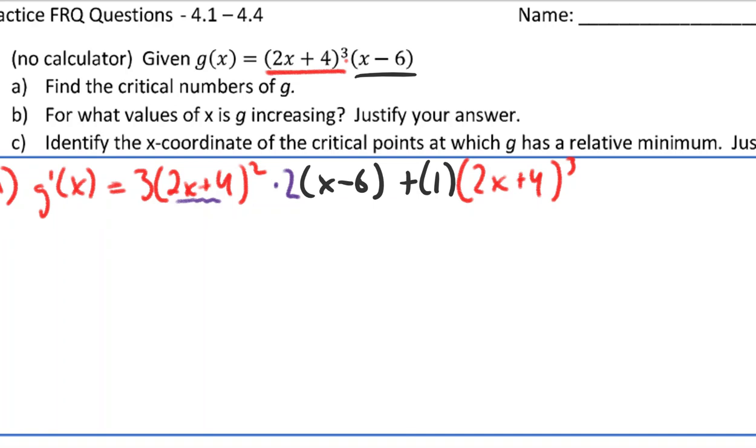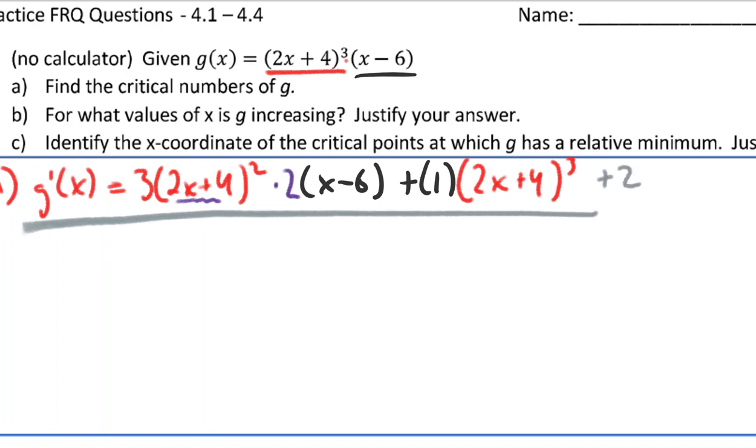Now, I want to talk about the scoring as we go along here because even though that's a messy derivative, being able to do that was already 2 of the 9 points. So you don't even have to simplify. That is the correct derivative, so that would get you the first 2 points.